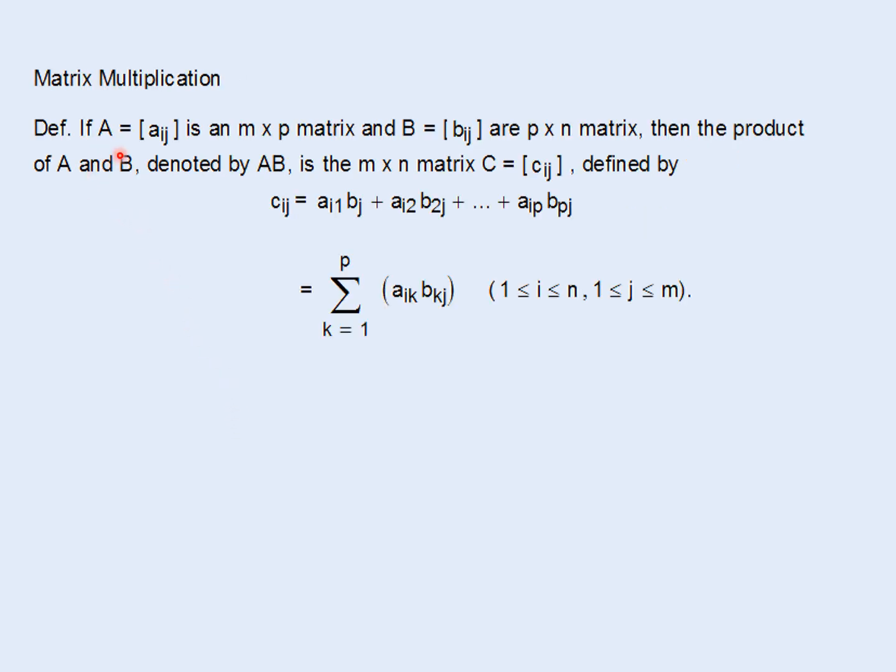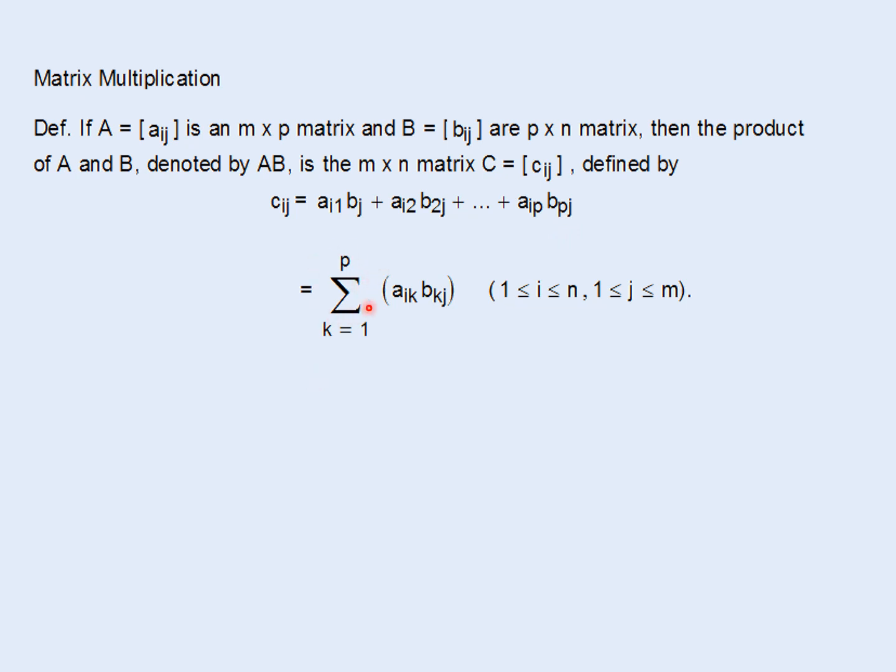Matrix multiplication. If A equal to Aij is an M by P matrix, and matrix B equal to Bij is a P by N matrix, observe that the number of columns of matrix A, which is P, is equal to the number of rows of matrix B. The product of A and B, denoted by AB, is an M by N matrix C equal to Cij, defined by Cij equal to Ai1 times B1j plus Ai2 B2j plus and so on and so forth plus Aip times Bpj.